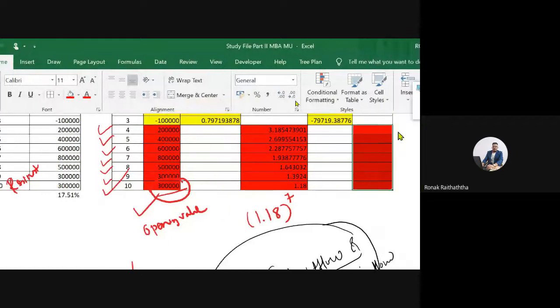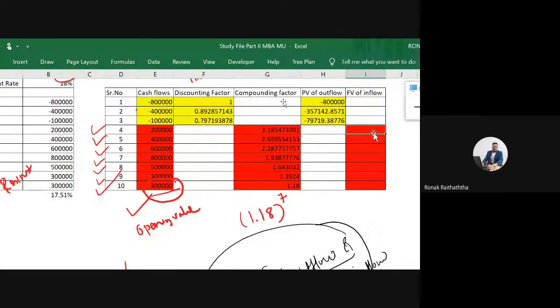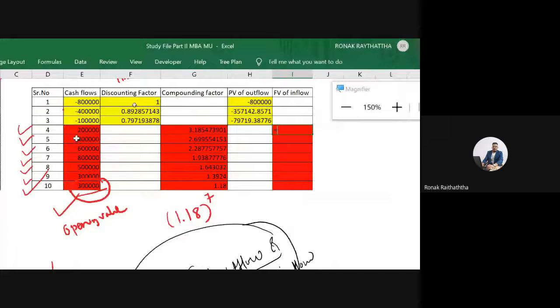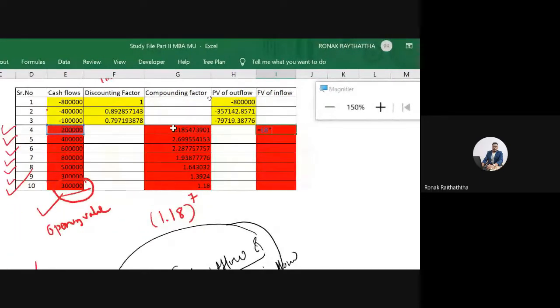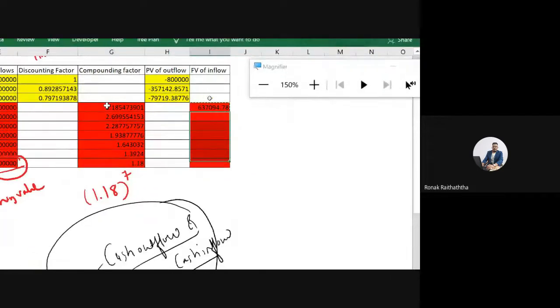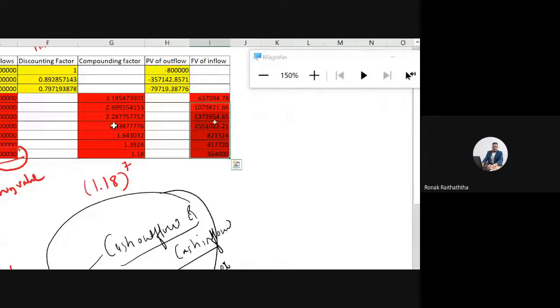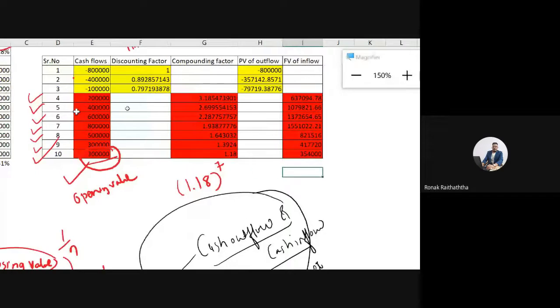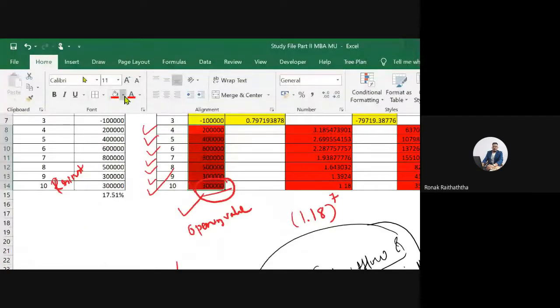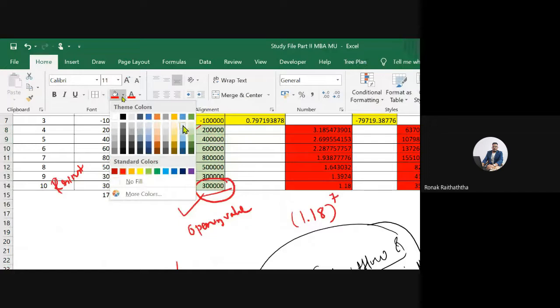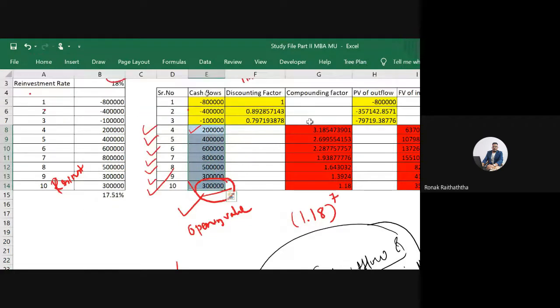I hope you people are doing it over there in your calculator. So equals to this inflow multiplied by compounding factor. So copying it and pasting it down to other cells in my case. Some people will say, sir, this is not visible in red. Anyway, let me change it to some other color. I will use a lighter one. Now I guess it should be visible.